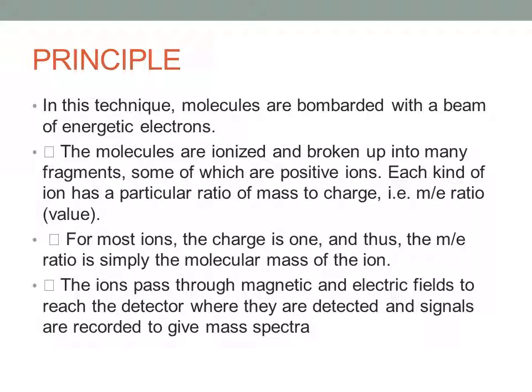In this technique, molecules are ionized and broken up into many small fragments, some of which are positive ions, and each kind of ion has a particular ratio of mass to charge, that is mass according to the charge. For most ions the charge is 1, thus the ratio is simply the molecular mass of the ion.